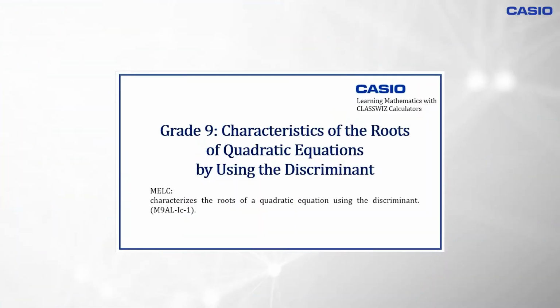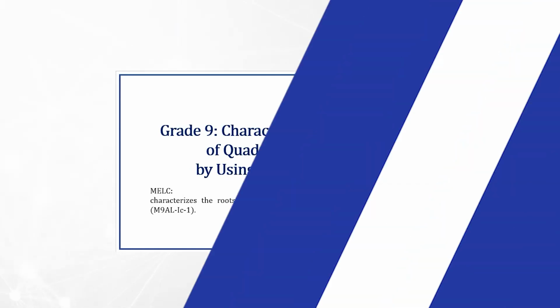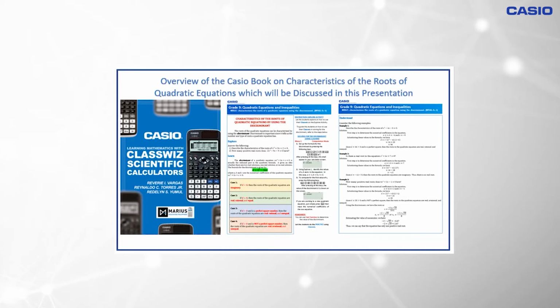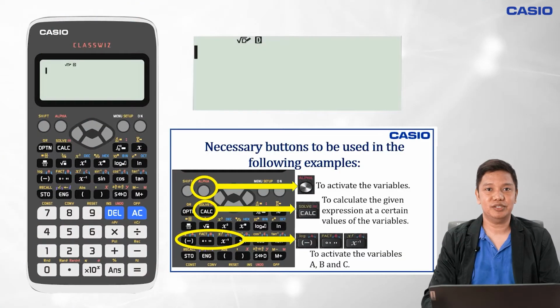In this video, we will explore how we can use the CLASSWIZ calculator in learning and teaching the discriminant, and how this can be used to characterize the roots of a quadratic equation. The examples and steps to be discussed in this presentation are also indicated in the CASIO book on characteristics of quadratic equations. The CASIO emulator is a great tool for teachers to simulate the process of learning and computation in class. In this lesson, we will be exploring Menu 1, Calculate mode, as we learn to compute the discriminant of a quadratic equation.